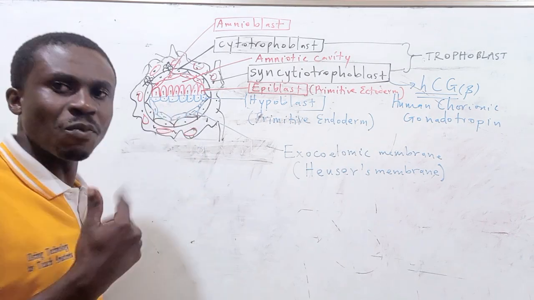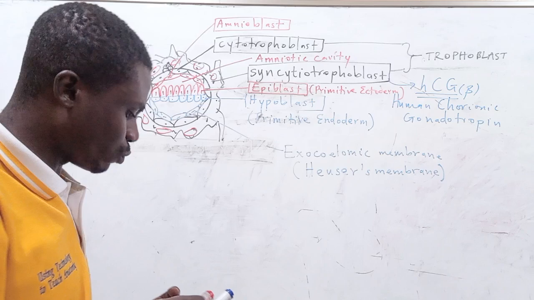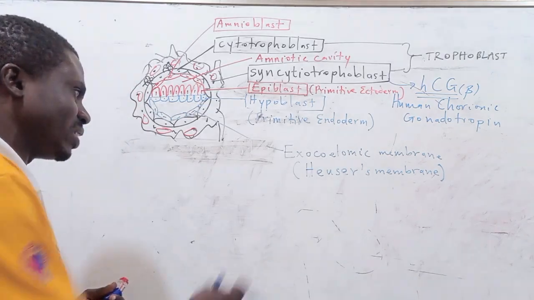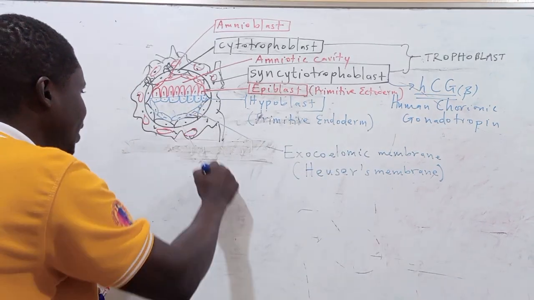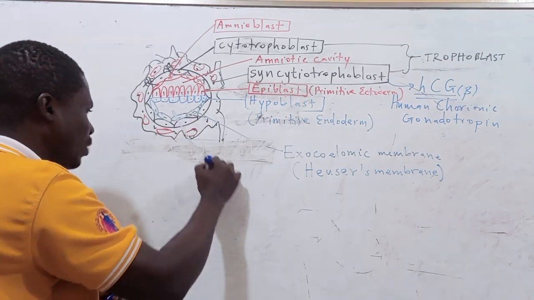And my friends, the name of that cavity is known as the exocoelomic cavity. Yeah, because the membrane is called exocoelomic membrane, we call this cavity exocoelomic.